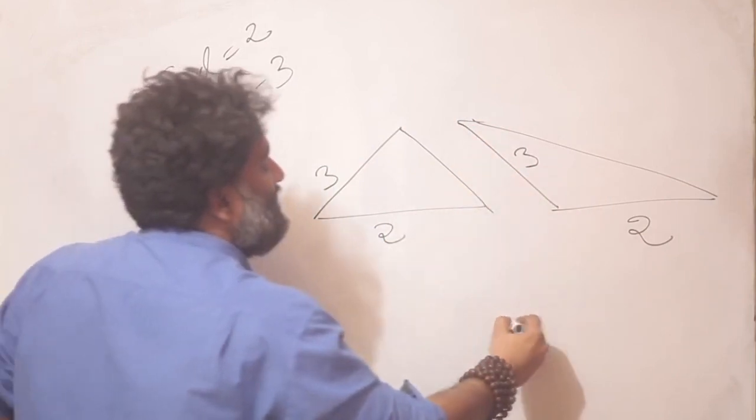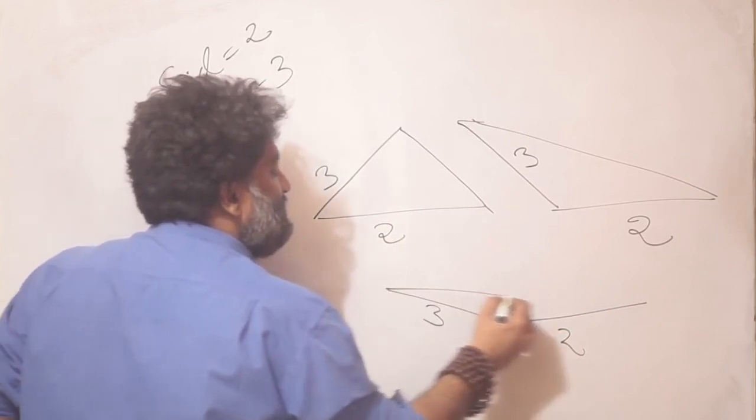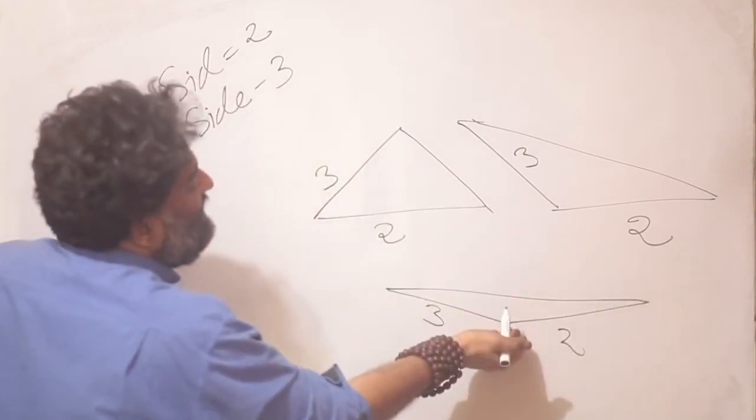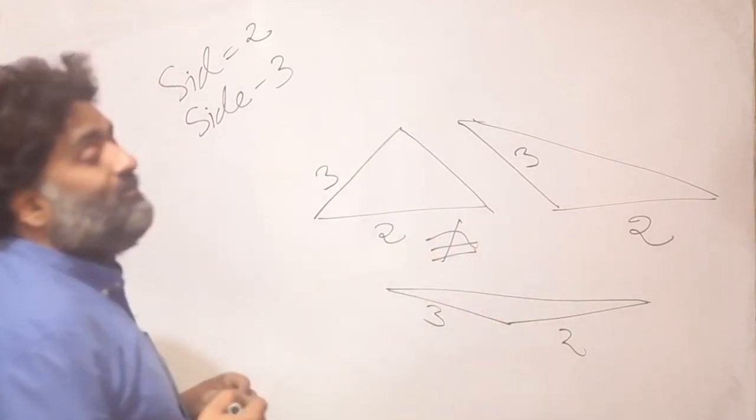And remember, I can make an extreme case also. Let me create 3 units in this direction. Now I can definitely see these two shapes are not congruent to each other, right?